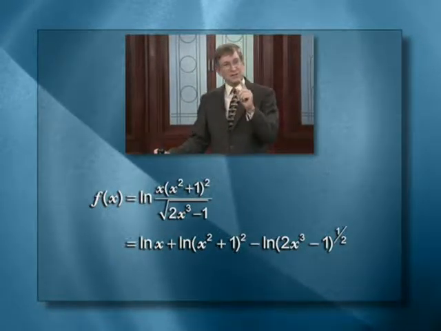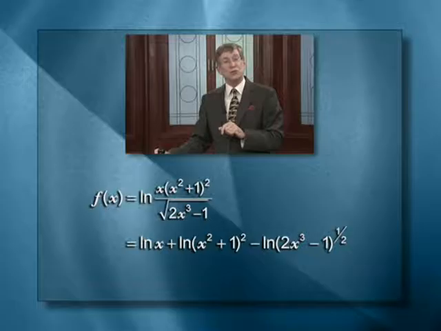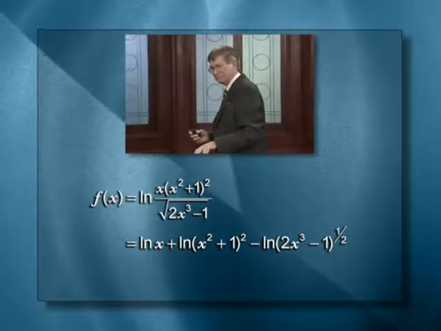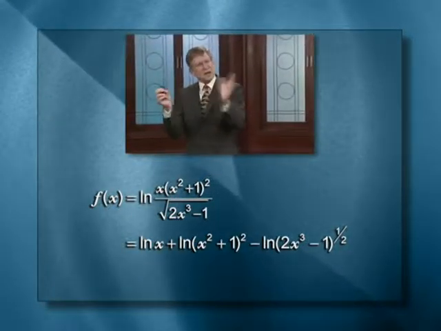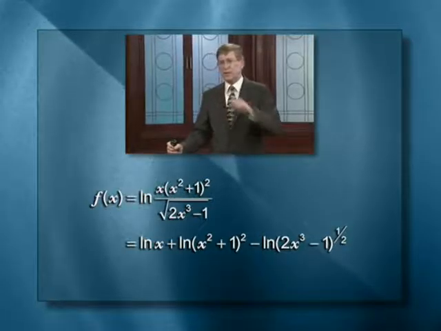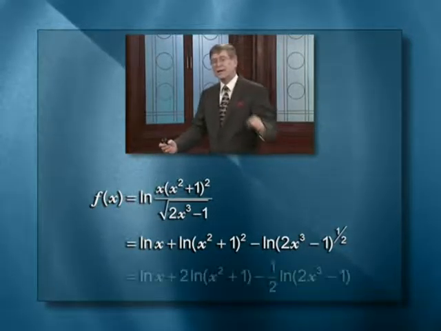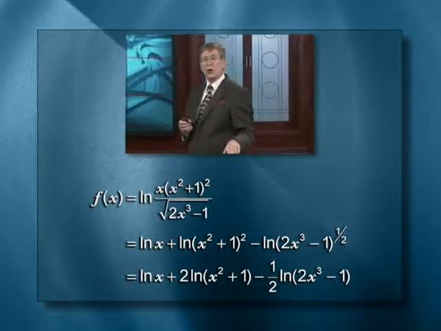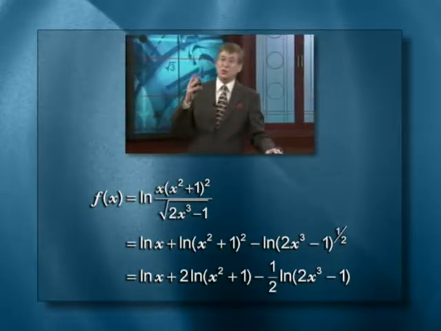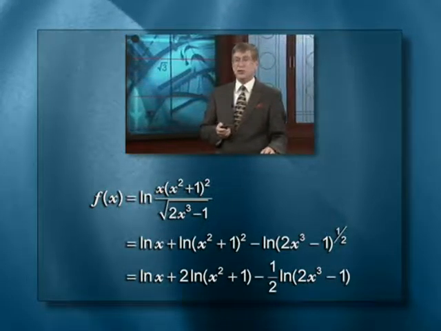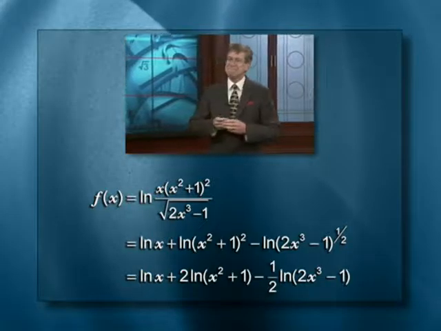So I can write it as minus logarithm 2x cubed minus 1. Good. And now we can do a minor simplification. Afterwards, we can pull those exponents into the front, and we get log x plus 2 log x squared plus 1 minus 1/2 log of 2x cubed minus 1. Great going. That was a nice application, I thought, of logarithms to calculus, and we saw the power of those properties.